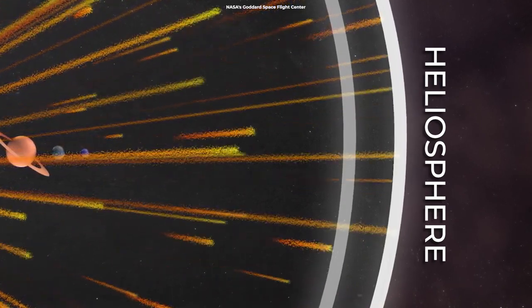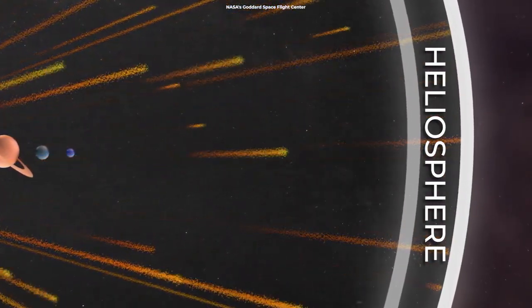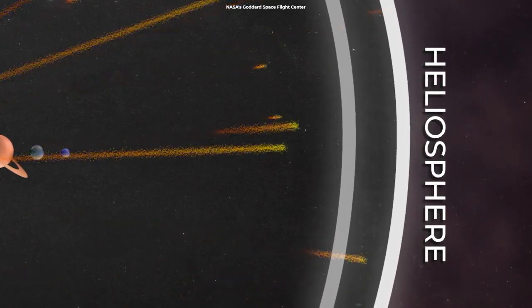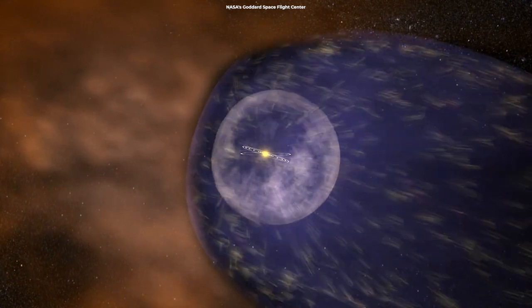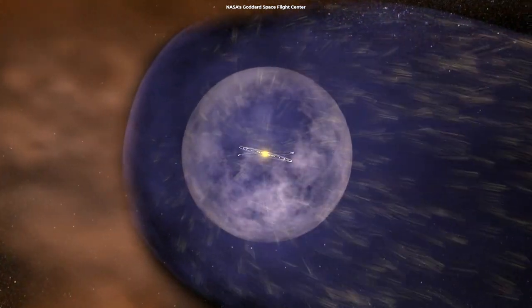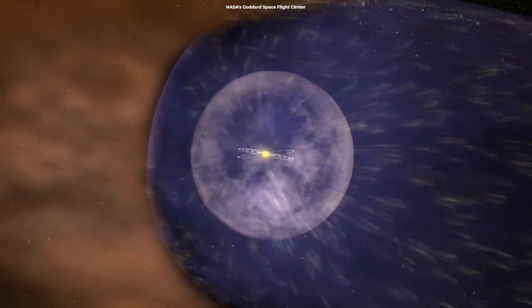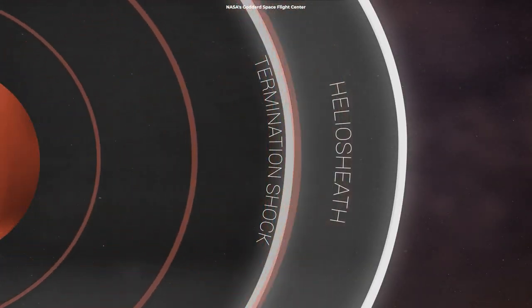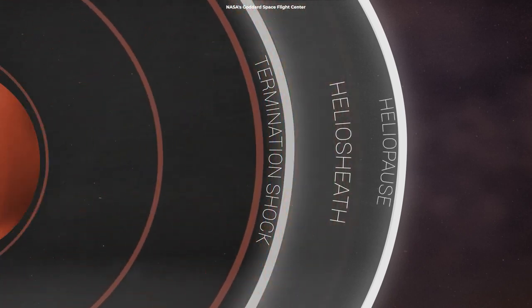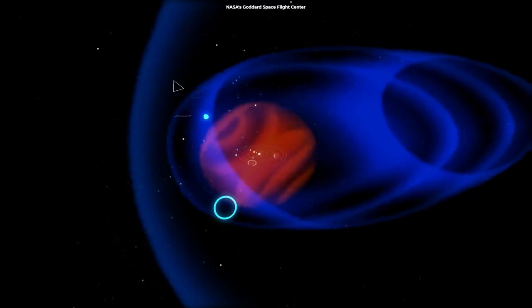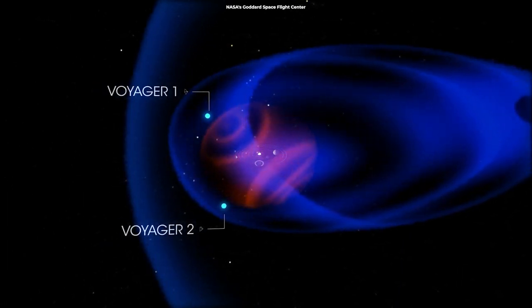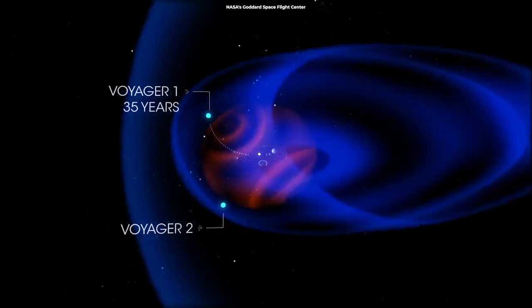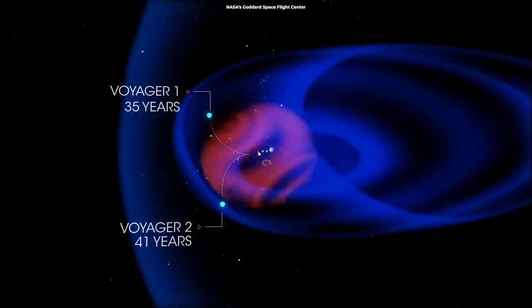Imagine it as a vast protective bubble surrounding our entire solar system, sculpted and maintained by the solar wind. But this boundary isn't a static wall. It's a dynamic, ever-shifting frontier where the solar wind collides with the interstellar medium. The point where the outward push of the solar wind balances the inward pressure from interstellar space is called the heliopause. Our understanding of the heliosphere took a leap when the Voyager spacecraft crossed this boundary. They sent back data from the edge, giving us invaluable insights into this distant frontier.